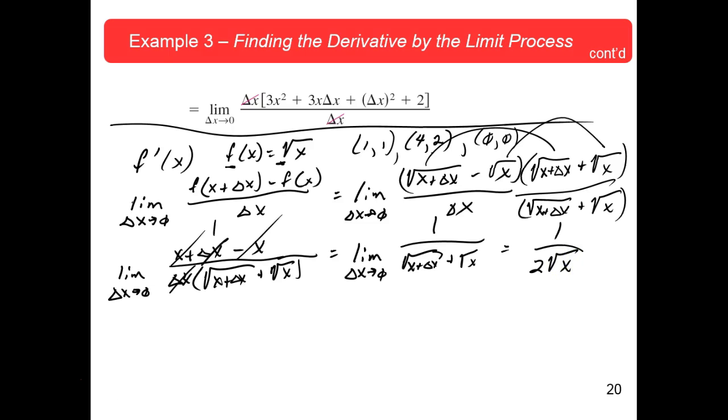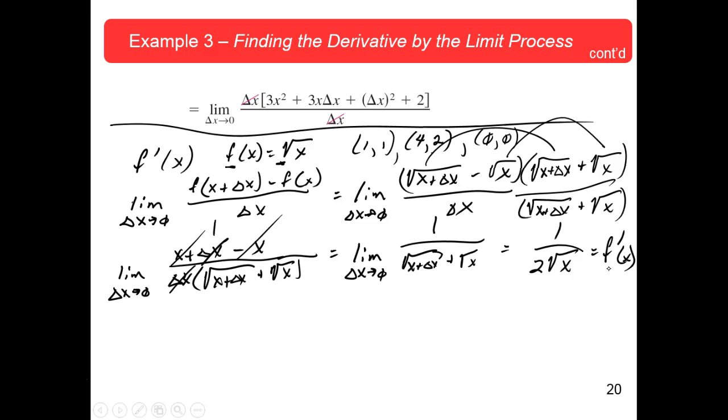Now, that, by the way, is your answer here. If you notice in the text, that's the first part of the answer. That's f prime. That's your f prime of x.